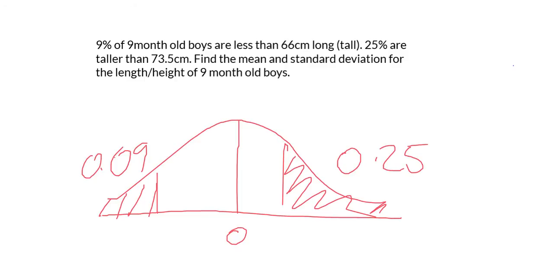Alright, so I've got a couple of different standard normals that I'm going to find. I'm going to go into the inverse normal function. I'm going to find 0.25 with a tail at the right, and I find that equals 0.674.